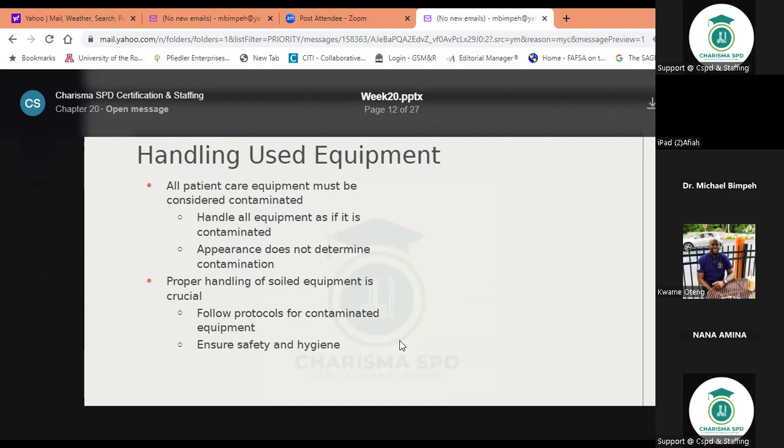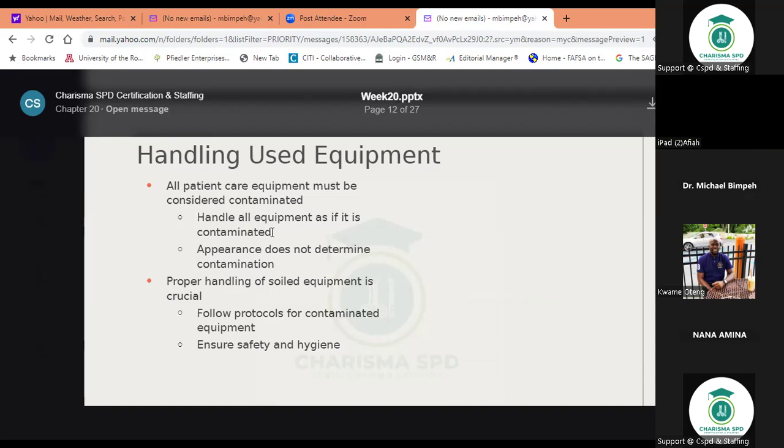Whatever has been used on a patient, even once it is opened, is considered highly contagious and contaminated. So here, they are indirectly referring to standard precaution. All patient care equipment must be considered contaminated. Handle all equipment as if it is contaminated. Yes, as if it is contaminated.